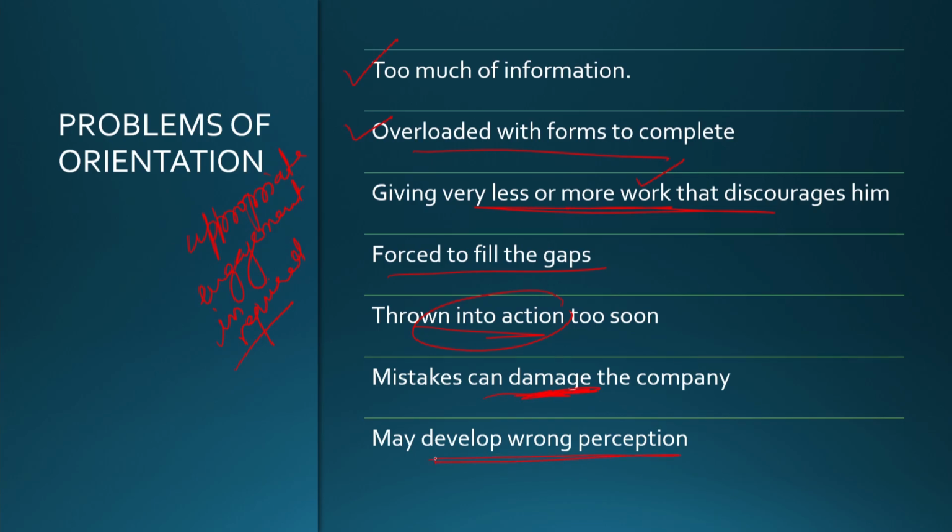They may develop a wrong perception about the organization, and with this there are a lot of chances that may lead to voluntary resignations, where we talked about how people are into job hopping a lot nowadays. Why is this job hopping taking place? Because they feel that they are put into action too soon, and thus they are developing the wrong perception about the organization.